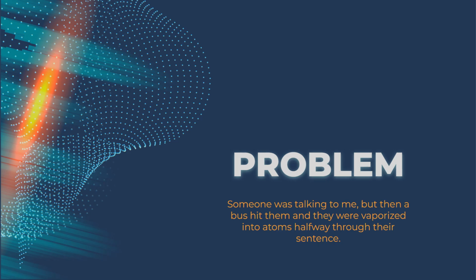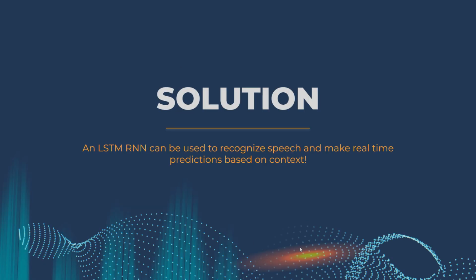I really want to know what the last word was that this guy was going to say. Watch out for the what? The car, the sky, the birds? How can I know? Here's how I can know. We can use an LSTM and an RNN to recognize his speech and make a real-time prediction based on the context surrounding the sentence and based on where I was.